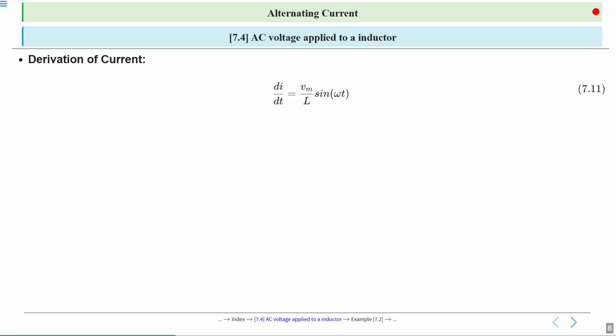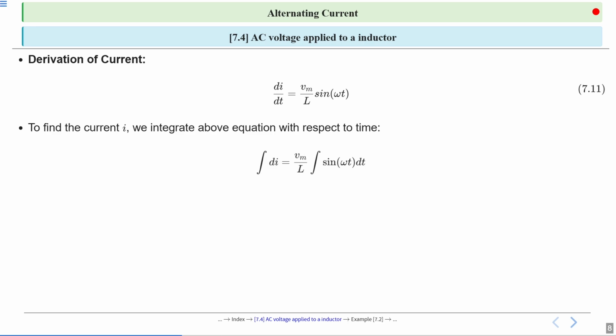di by dt equals Vm upon L sin omega t. This is equation 7.11. To find the current I, we integrate the equation with respect to time on both sides. So di equals Vm upon L sin omega t dt, integrated. Vm is constant and L is constant, so they come out of the integration. There are no limits, so this is an indefinite integral. So di becomes I equal to Vm upon L sin omega t.